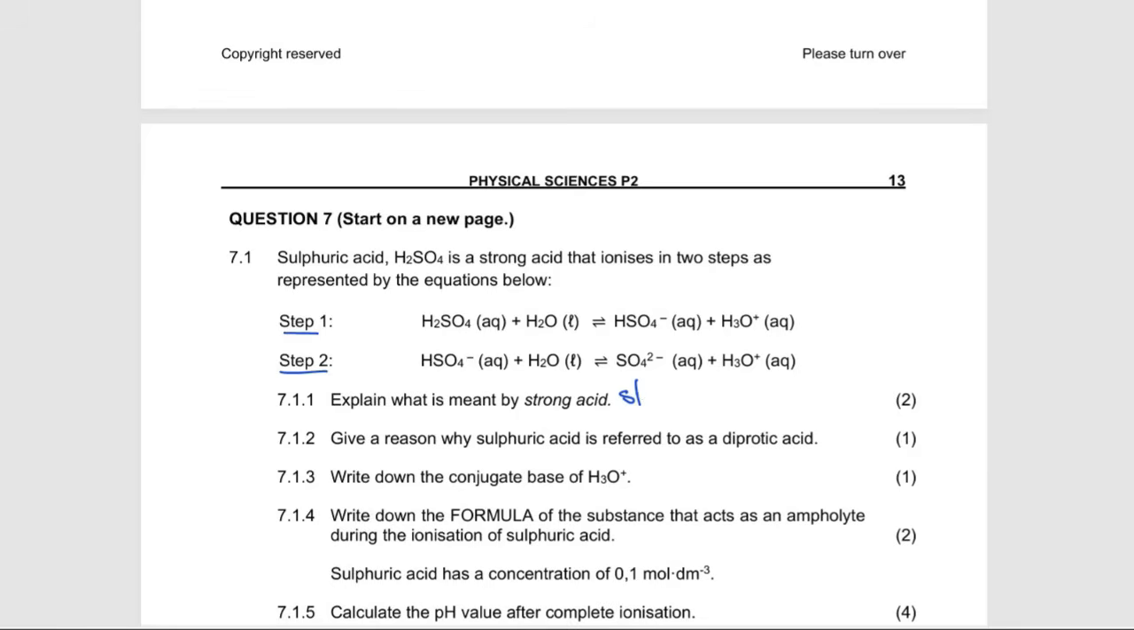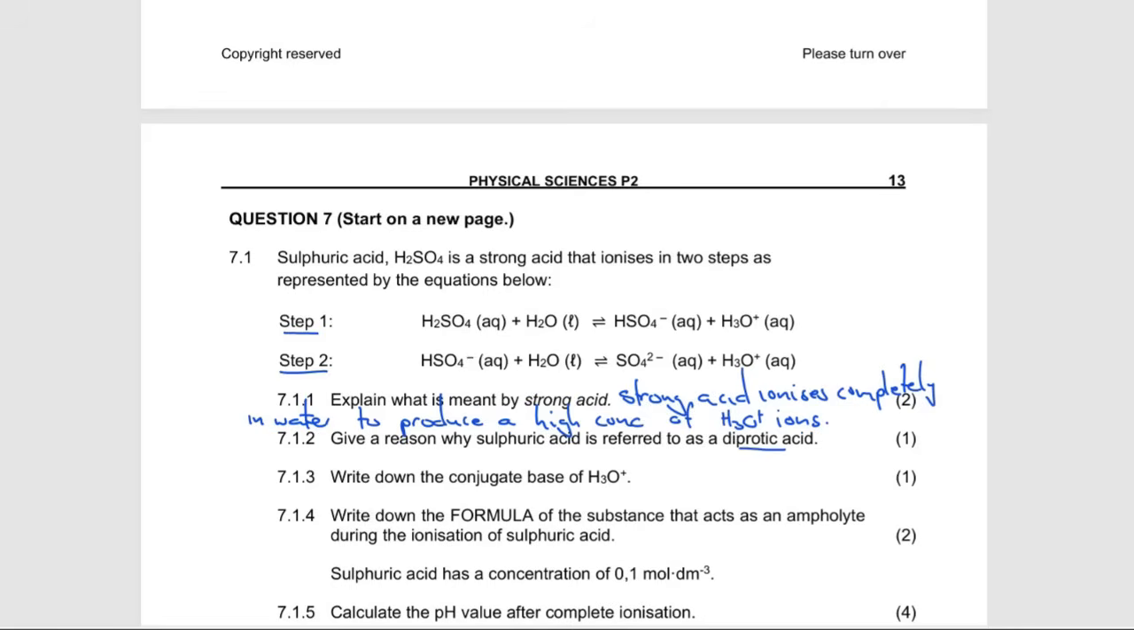So I'm going to say a strong acid ionizes completely in water. So what does it produce there? It produces a high concentration of H plus ions, or H3O plus ions, which are our hydronium ions, right? So now they're saying give a reason why sulfuric acid is referred to as diprotic, right?